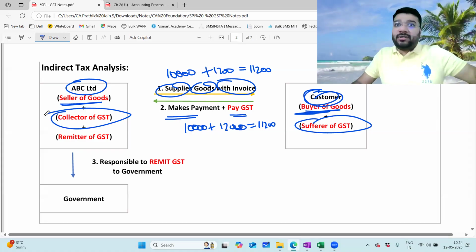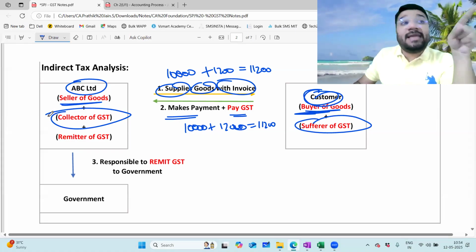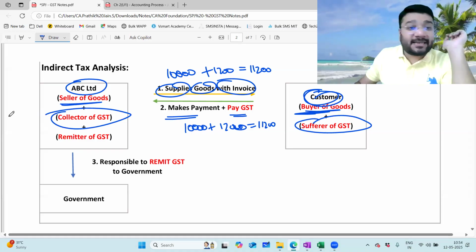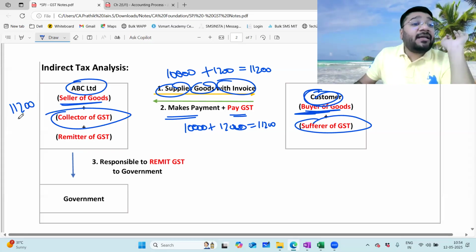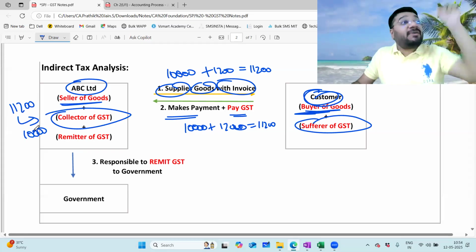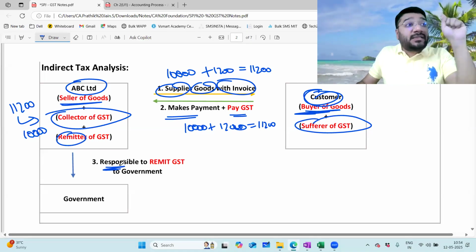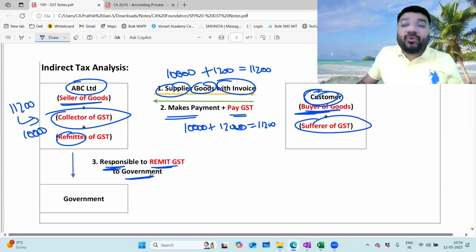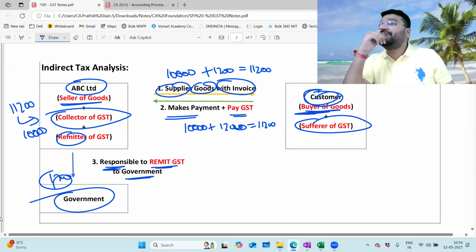Now, ABC Limited is the collector of the GST. He sold the goods, and along with it, he collected the GST. How much money in total does ABC Limited have now? 11,200. In that, he can keep with him only how much? 10,000. And the balance 1,200, he has to remit. ABC Limited is now responsible to remit the GST to the government. So he has to hand over the 1,200 to the government.